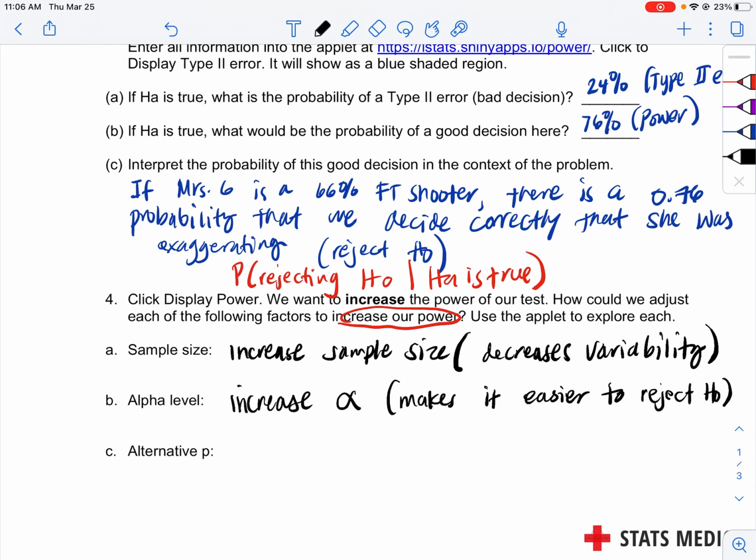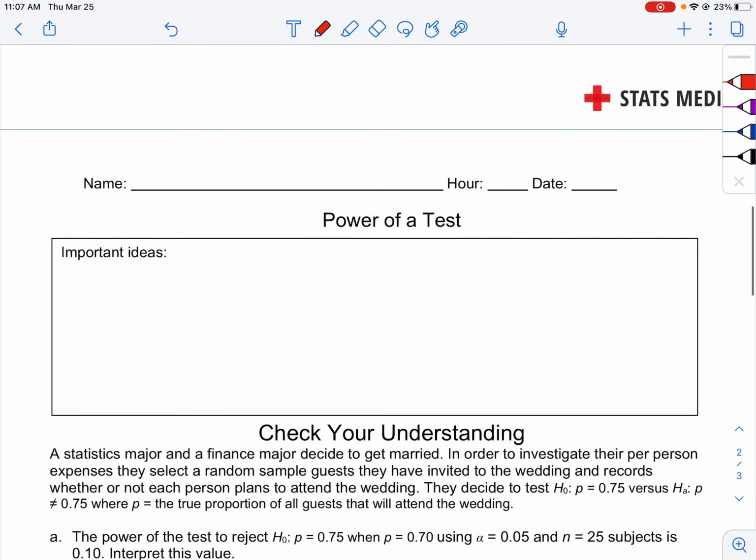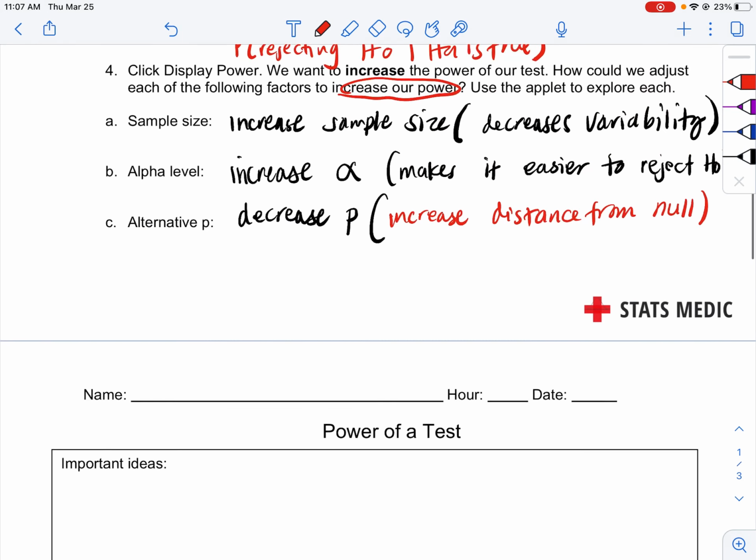Okay. For the alternative, in this case, we had to decrease the p. Decreasing the p means increased distance from the null. Okay. That's it, you guys. Let's do our important idea section.